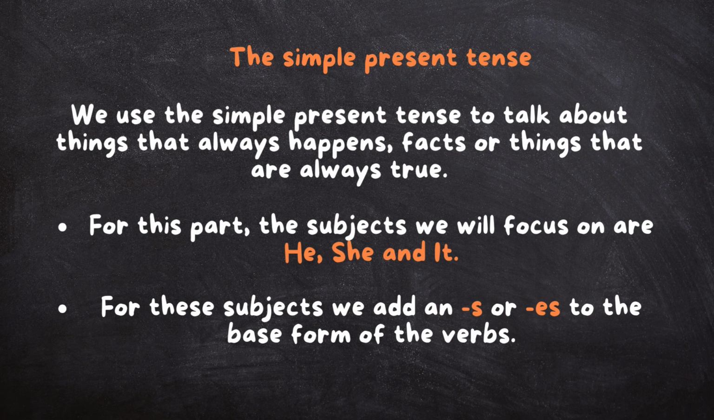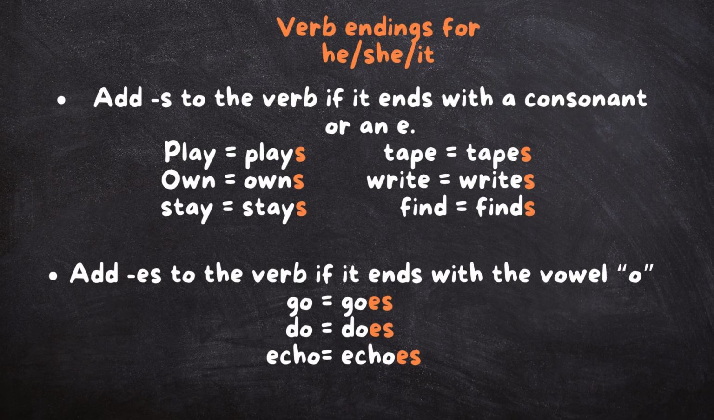And in this part of the lesson, we will just be looking at the subject he, she, and it. Now before we dive deep into this, you have to remember that for the subject he, she, and it, we add an s or es to the base form of the verbs that we will use in the simple present tense. Moving on, let's see how we can change the endings of verbs, or how we can add s or es to the base form of verbs to give us the verbs in the present simple tense for he, she, and it.